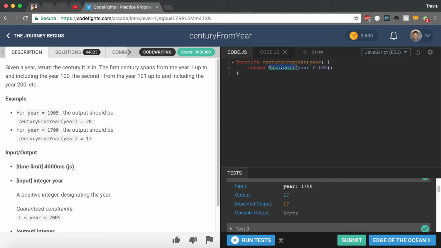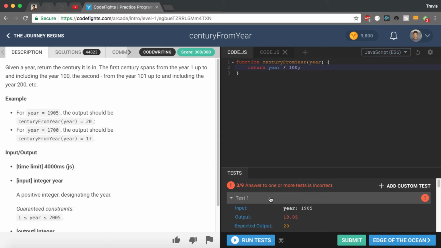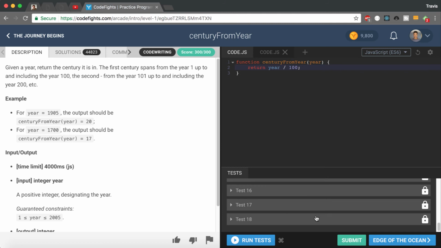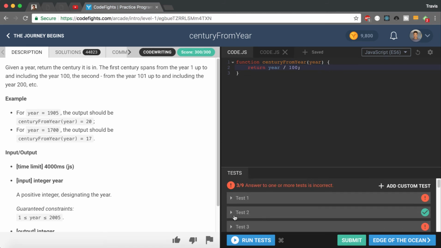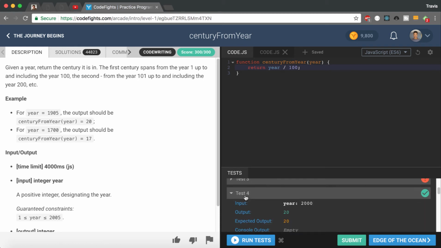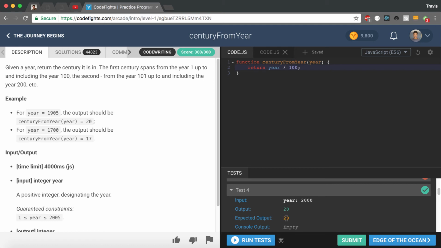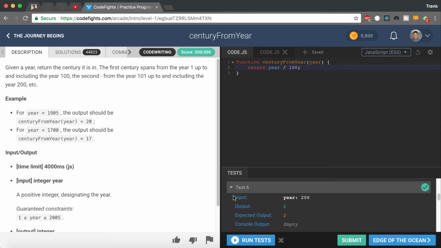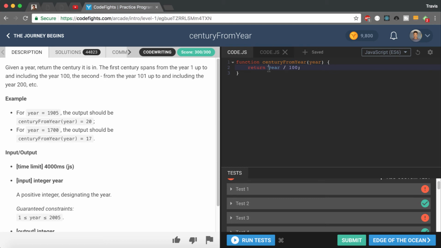So let's actually show it to you. Let's return year divided by 100, no math.ceil, and we run the tests. 3 out of 9 of our tests would be correct, and those 3 would be the, I'm just going to call them whole numbers because I don't know what to call them, honestly. See, test 2, 1700 would bring back the expected output. Test 4, year 2000, output 20, expected output 20. Test 6, year 200, expected output 2, and output 2. So there's that. So let's bring back the math.ceil.